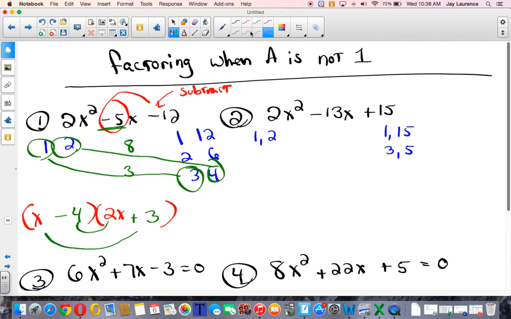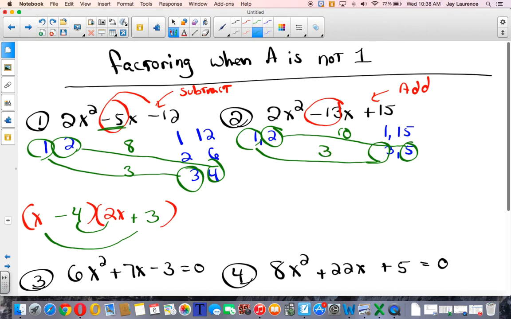All right, now, since C is positive, I'm going to add. And I want to get negative 13 as my answer, which means when I add, they're both going to be negative, right? Okay, so how can I get a 13 with addition? How about 2 times 5 is 10, and 1 times 3 is 3. Now I need a negative 3 and a negative 10. That would give me negative 13, right? And that's really an addition problem.